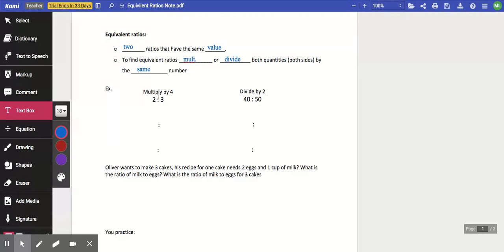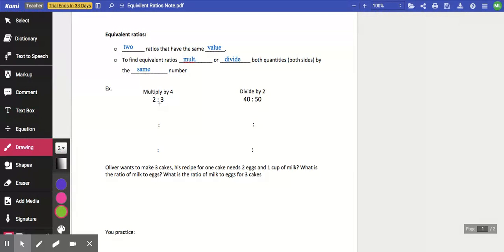So if you're trying to find the equivalent ratio of 2 to 3, so I have 2 of something to 3 of another something, I want to find its equivalent ratio. I'm going to multiply it by 4. That's what it's telling me to do. So I go ahead and I take 2 and I do 2 times 4. And 2 times 4 is 8.